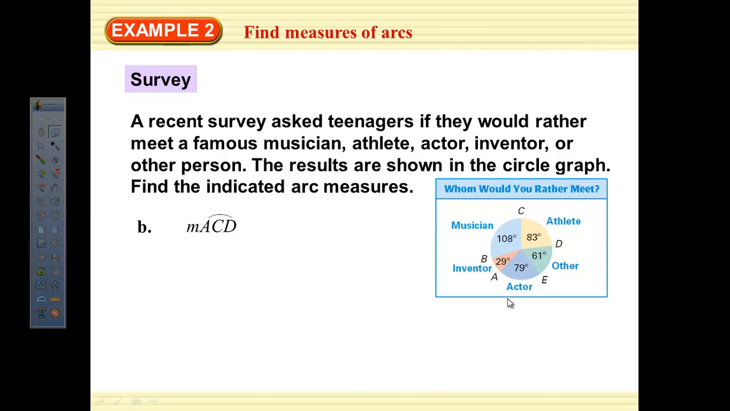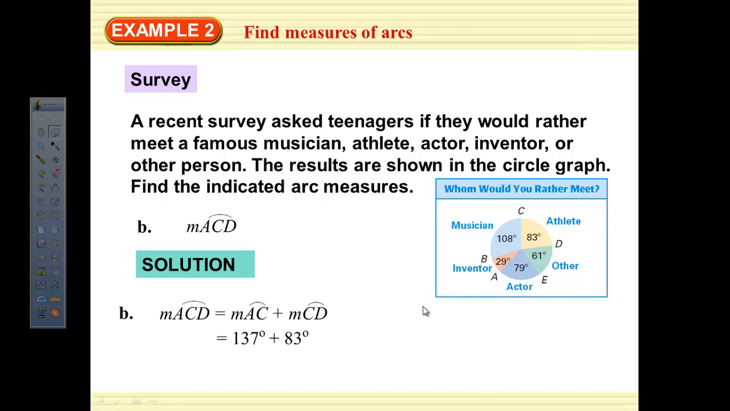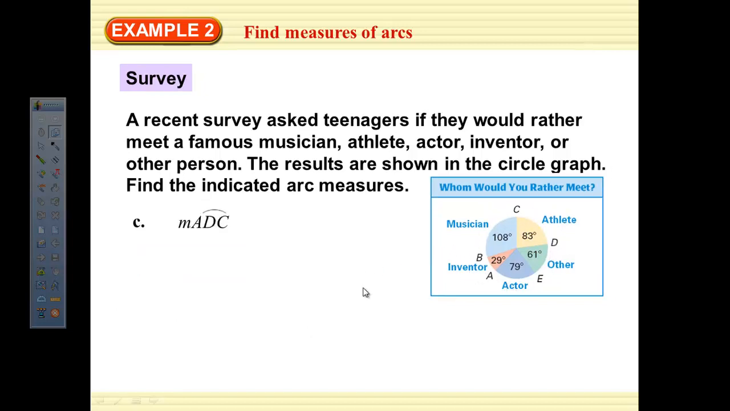If we're doing the measure of arc ACD, that means we start here, we go all the way around. Well, we already figured out this arc AC, so we could just add 83 to that. So it's AC plus CD, and AC was 137. CD is 83. Altogether, that gives us 220 going from A to C to D. And the reason why we do that is because we're not sure if we're going around this way or this way. So we can't call it AD.